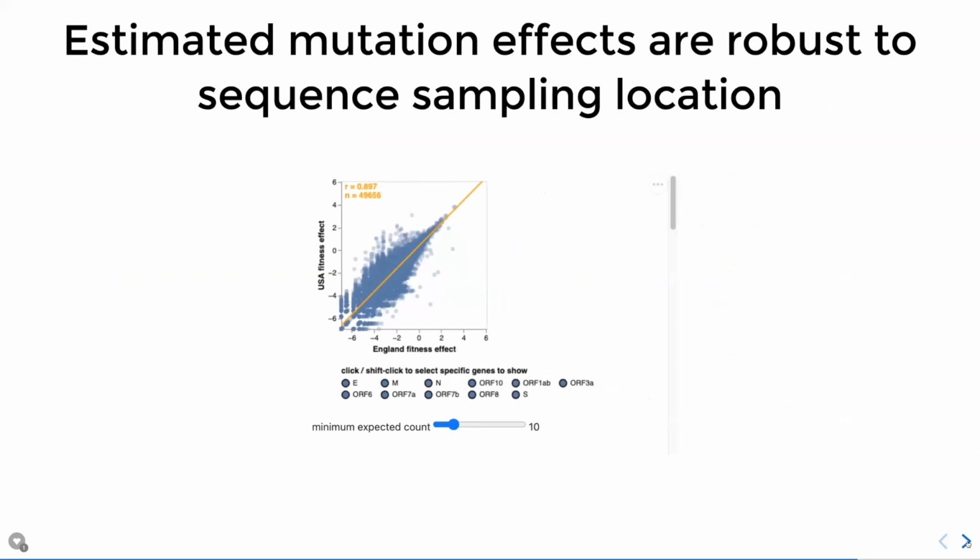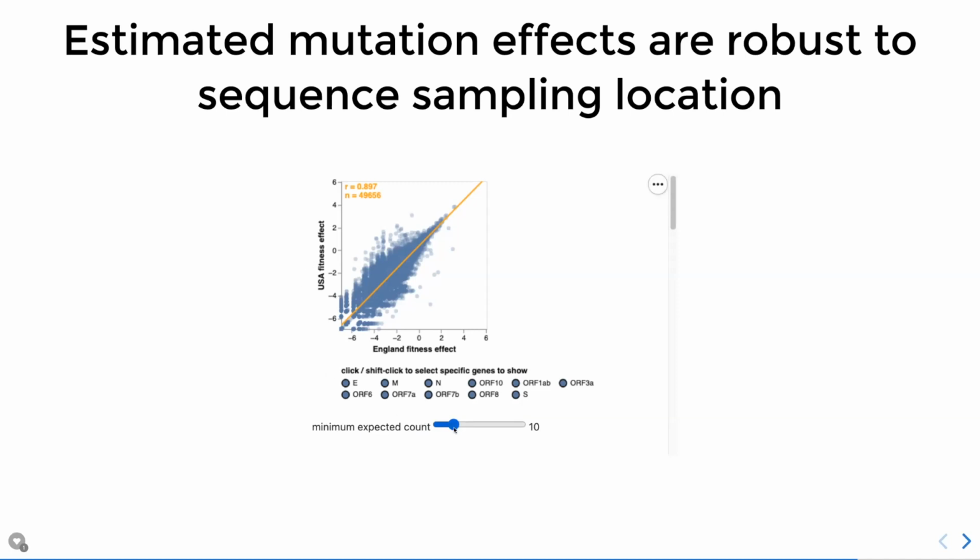I'd also just like to briefly mention some additional aspects of these analyses. First, you can see the estimated effects of mutations are quite consistent if we look across sequence subsets from different locations. So for instance, here showing just sequences from England or just sequences from the USA and making the estimates, and they're very well correlated.